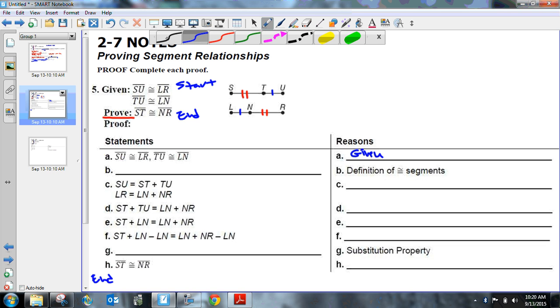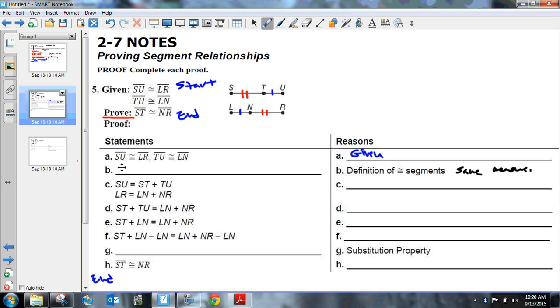Okay, so based off of this, I can start my proof, and I can say, if SU is congruent to LR and TU is congruent to LN, then the next statement says the definition of congruent segments. The definition of congruent segments means that the segments have the same measure. That's not part of my reason. I'm just trying to explain what the definition of congruent segments is.